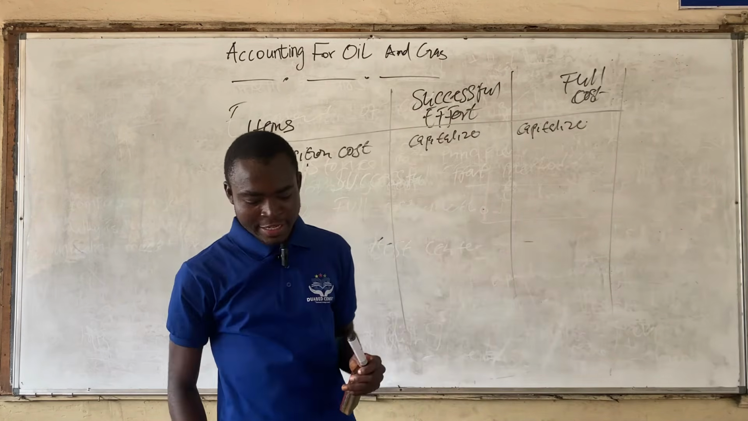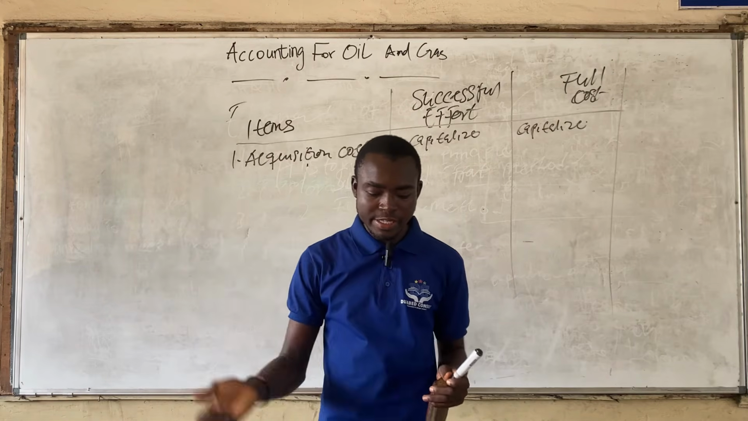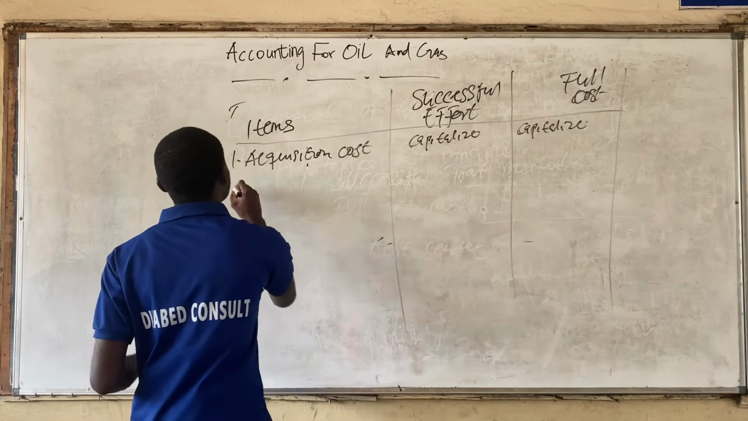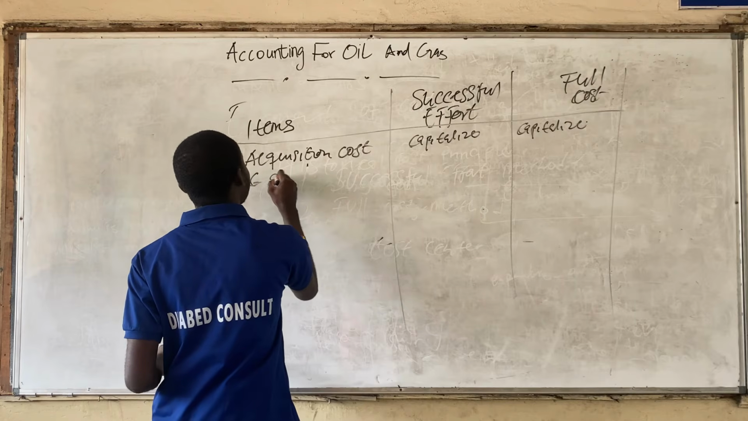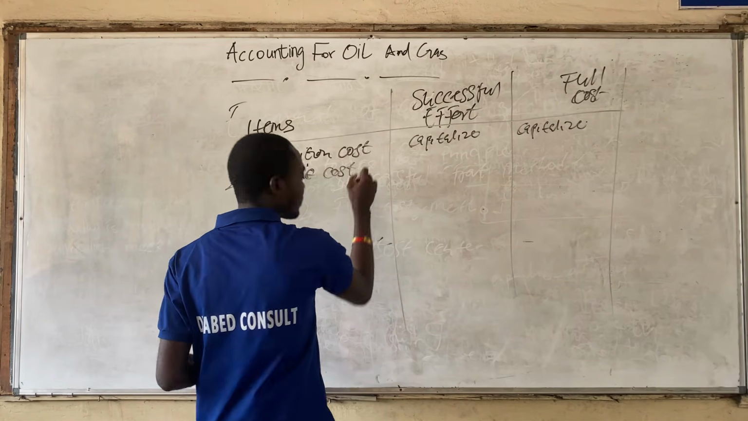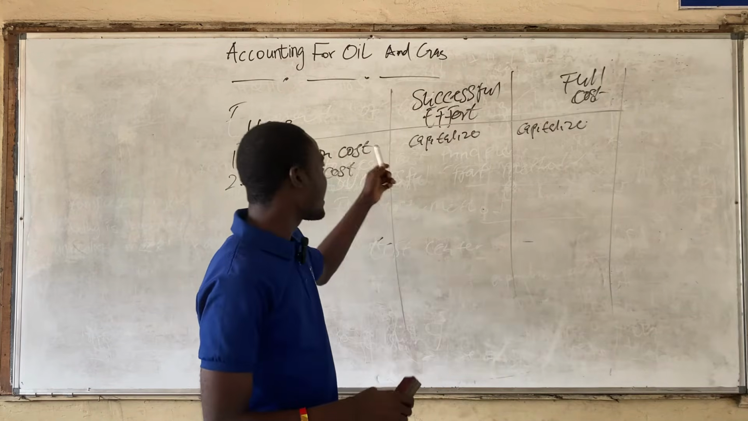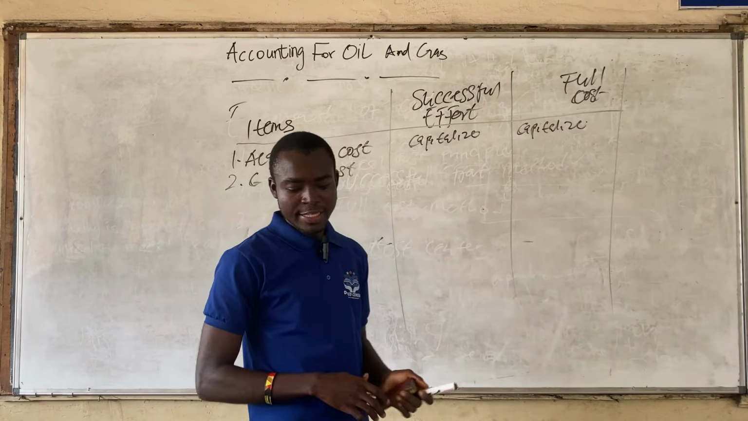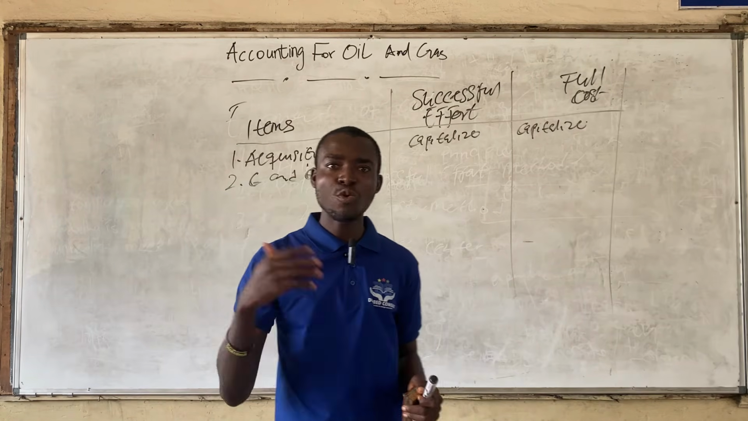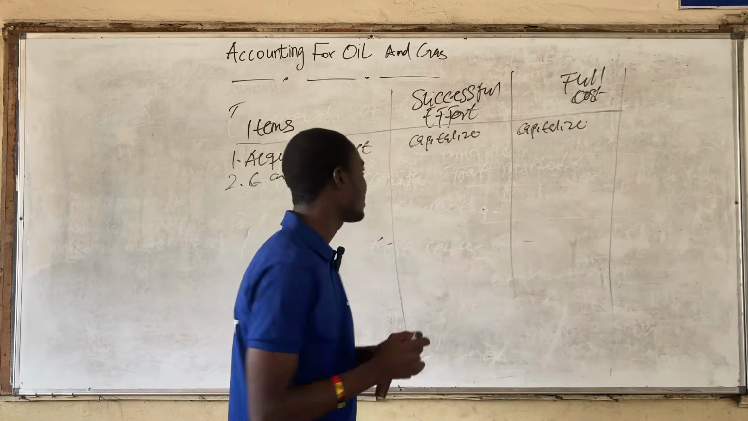Okay. And then the next is D&D cost. D&D means geological and then geophysical cost. For D&D cost, under successful effort method, it will be written off, that is, treated as an expense, and under full cost method, it will be capitalized as part of the cost of the assets.